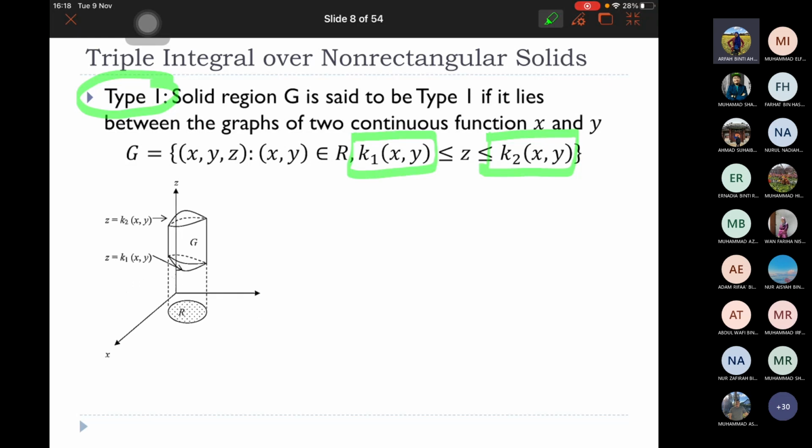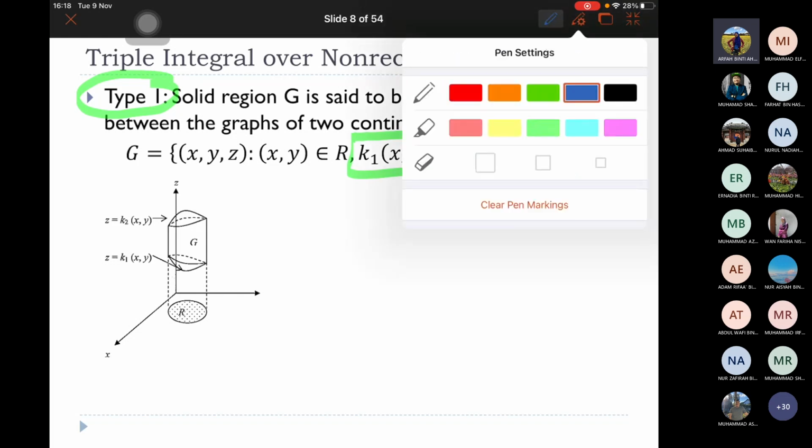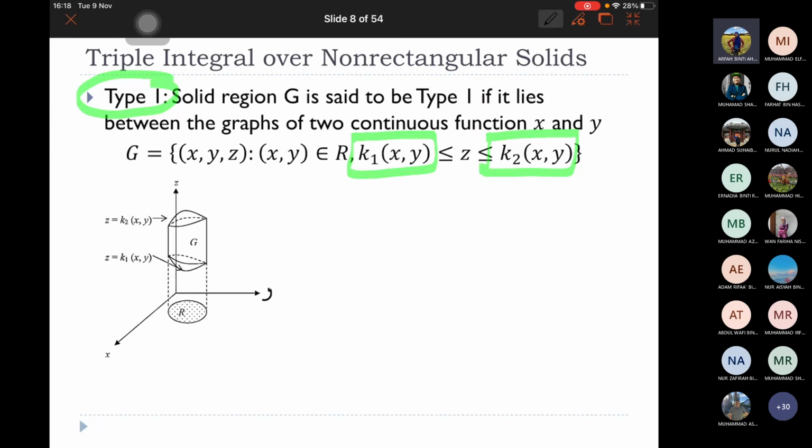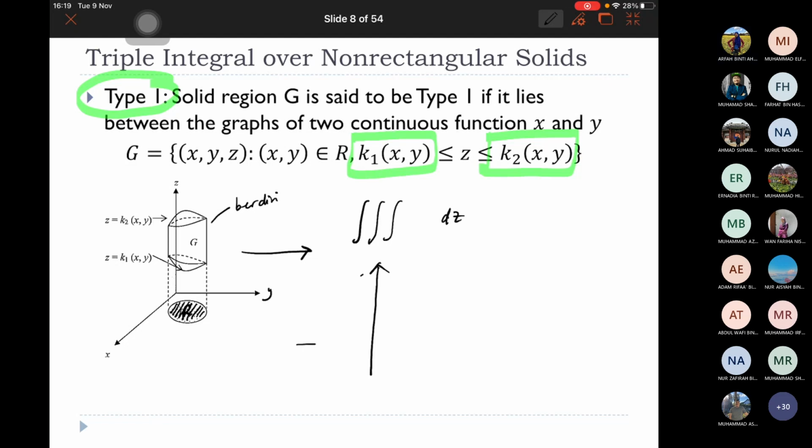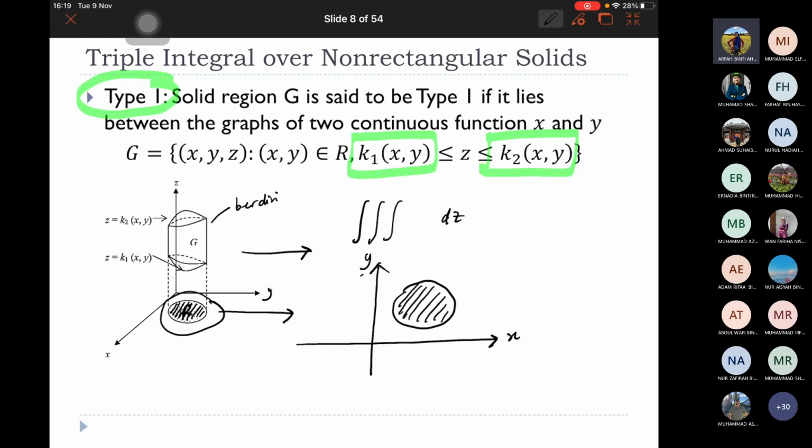Okay, so from here dia punya form of the solid will be something like this. You have x, y and z. So solid awak ni bentuk dia adalah berdiri, dan tapak dia ni yang akan jadi dia punya R, region base. Sebab kita akan transform dari sini, integration awak first akan berdasarkan dz, dan daripada sini kita akan transform, you are going to have x dan y untuk represent dia punya tapak. So ada bulatan dekat sini. Ini adalah dia punya region.